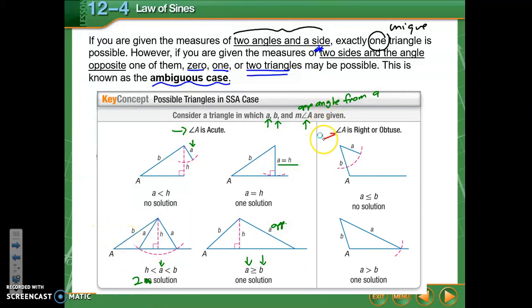If the angle that they give me is a right angle or an obtuse angle, I can only have no solution or one solution. So either the opposite side is less than or equal to the other given side, in which case there's no solution, or if the opposite side is greater than the other side, there will only be one solution. So the only way I can have two solutions is if my given angle is acute and my opposite side is smaller than the other given side but greater than the height.